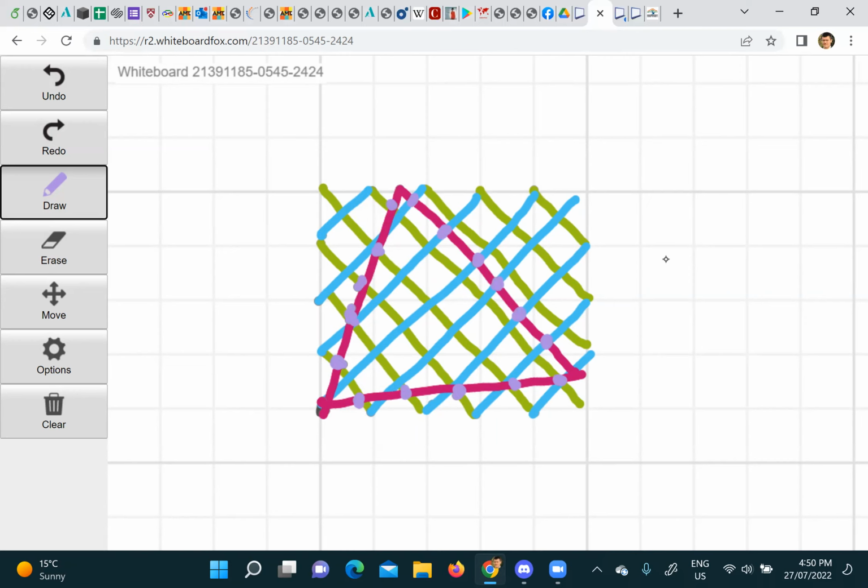So this green line is being counted twice. Hold on, so this is 1, 2... These are the same, yeah? And these blue ones are the same, yeah? So it's 1, 2, 3. So basically you just minus 1 for each corner. So minus 3 then, I think.